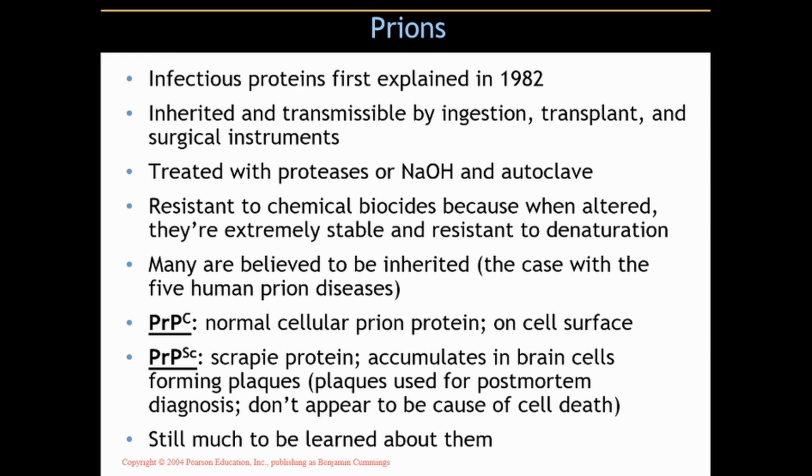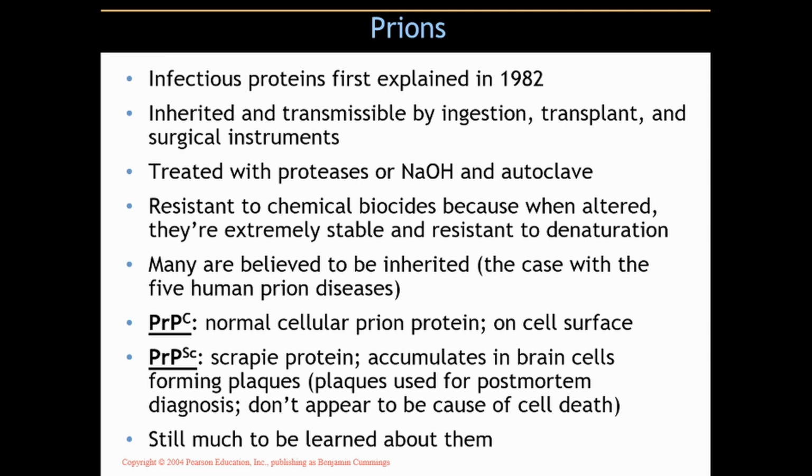It accumulates in brain cells, forms these plaques, similar to plaques and tangles that you see in brains of people who have died from Alzheimer's disease. And so there may be a relationship between prions and Alzheimer's and even Parkinson's. We're not sure. So they're doing a lot of research with those diseases and seeing if there's some kind of association between them. The plaques are used for post-mortem. They don't appear to be the cause of cell death. And so whenever they do the brain autopsy or the brain dissection, they see these plaques. And then the cause of death then is known, oh, it was a prion disease.